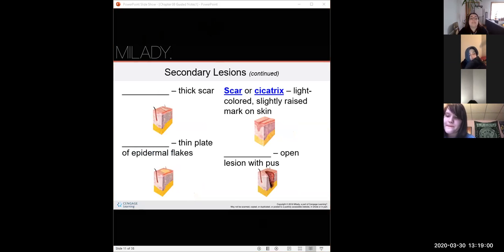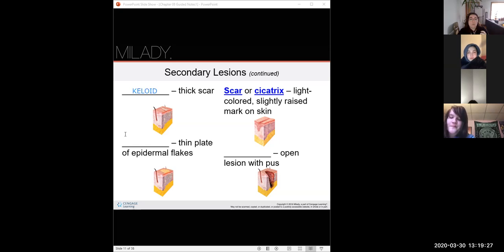Next set of secondary lesions: a thick scar is called a keloid. Okay, it's thick because it's an excessive growth of tissue, and people are typically susceptible to them. So not everyone that gets hurt or forms a scar will get a keloid scar, but there are people that are more susceptible to having them.